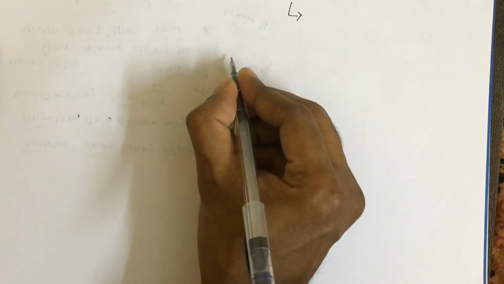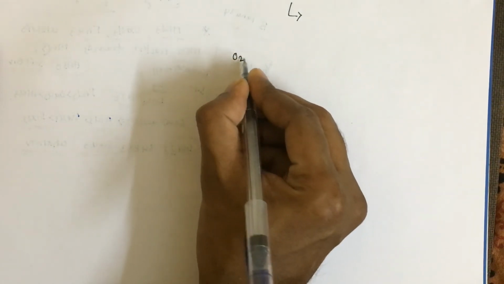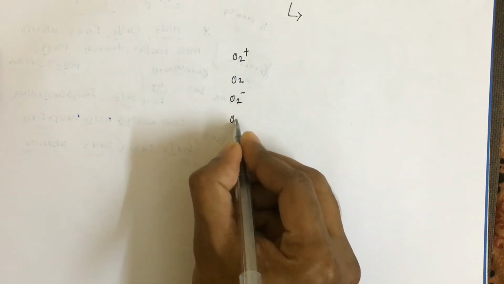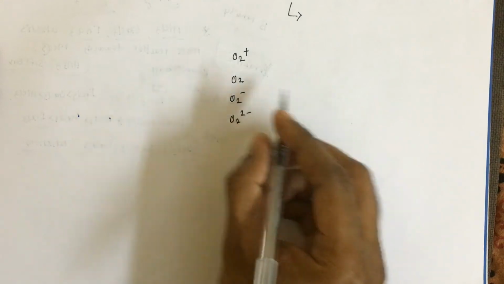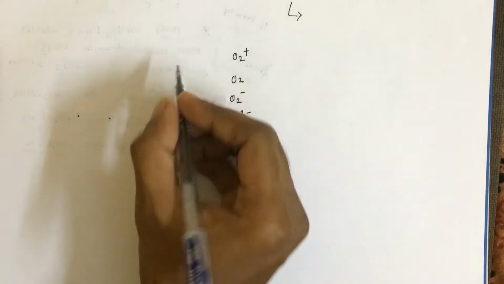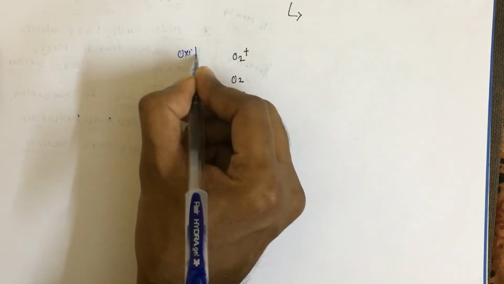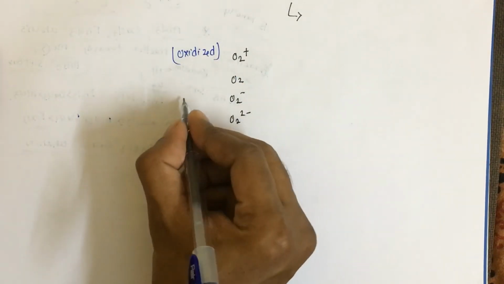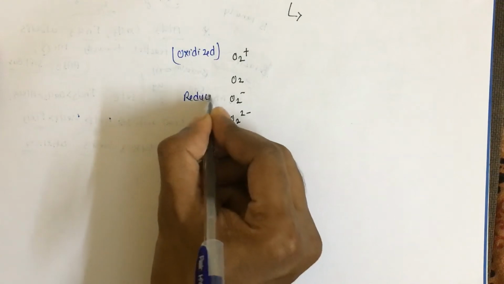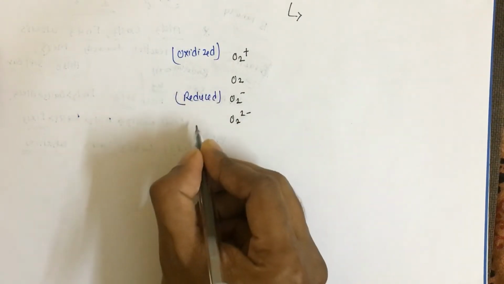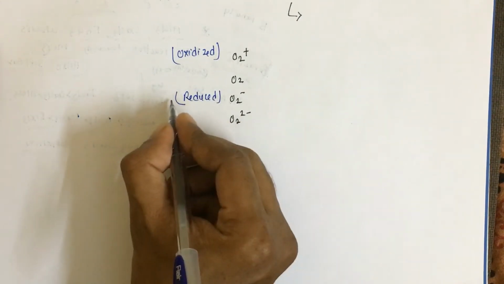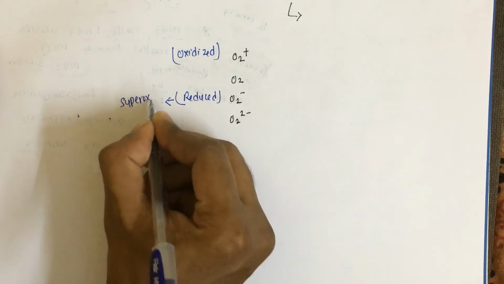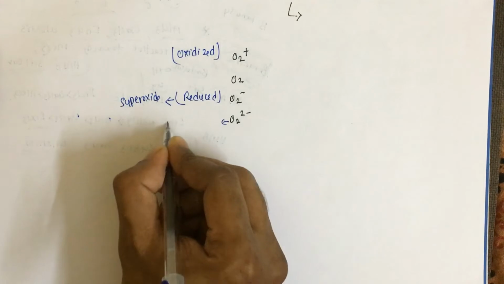So we know that we have 4 species: O2 plus, O2, O2 minus, O2 2 minus. O2 plus is the oxidized form of O2, and this is neutral, and this is a reduced form. This reduced form we call a superoxide, and we call this one a peroxide.